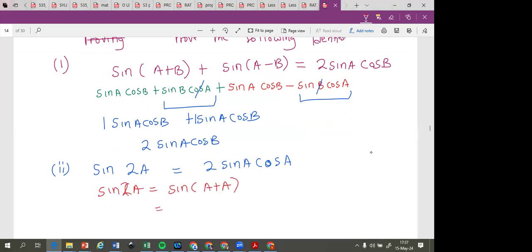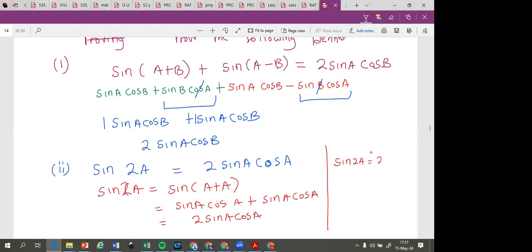So when you open the bracket, you get sine a cos a plus sine a cos a, which is the same as 2 sine a cos a. Okay. Members, please take note of this identity. Put it in your head. It is going to be very common, more so when it comes to proving. That one is also an important identity.